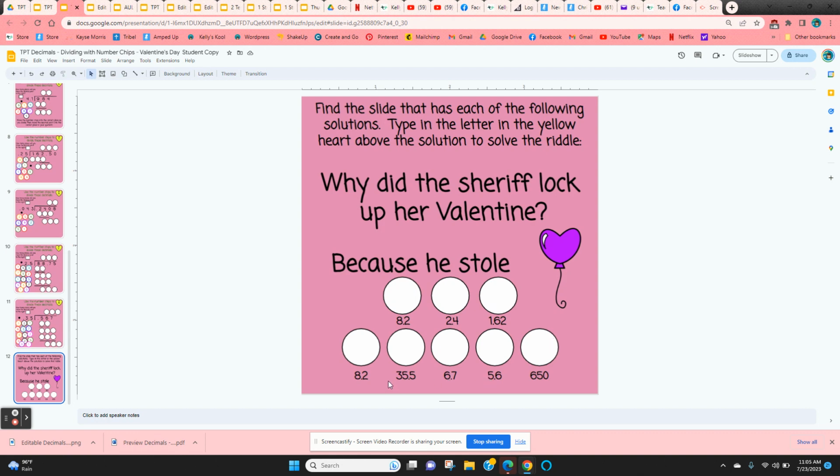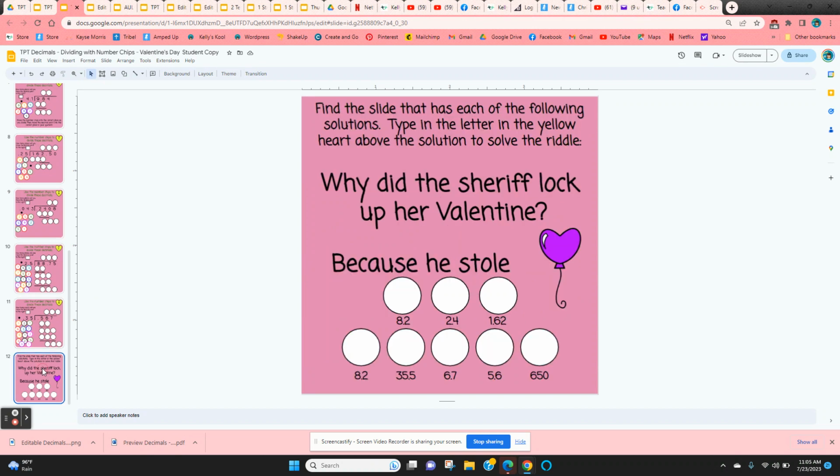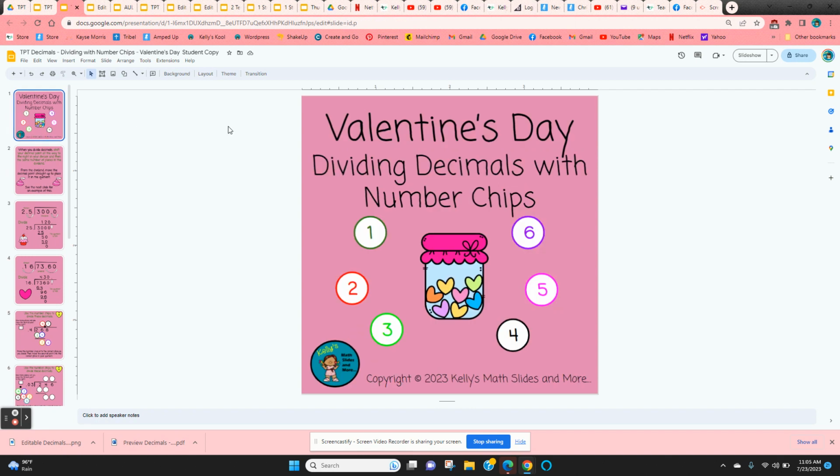So these solutions are going to be on every slide. They're going to go back and find that solution, and then they're going to type in this letter that's in the yellow heart that matches. So they're going to type in a letter above its solution, and that should solve the riddle. So this is a digital lesson, Valentine's Day dividing decimals with number chips.